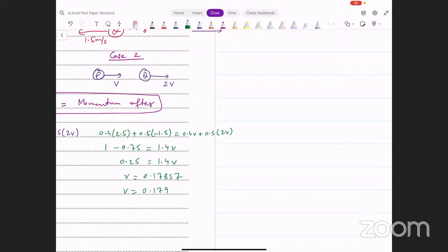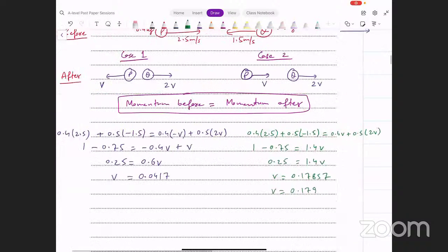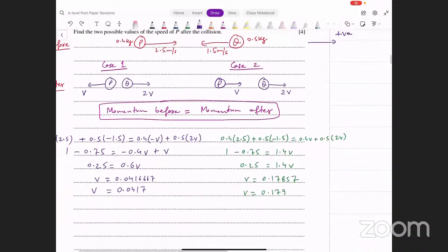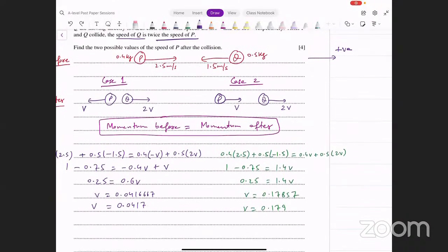ठीक है, राउंड ऑफ सही तरह से करना है. यहाँ पे पहले वाले केस के अंदर मेरे पास एक्चुअल वैल्यू क्या आ रही थी, the actual value was something like this, 0.0416667. इसको राउंड ऑफ करके लिखा तो it would be 0.0417. These are the two possible values of v that you were looking for.